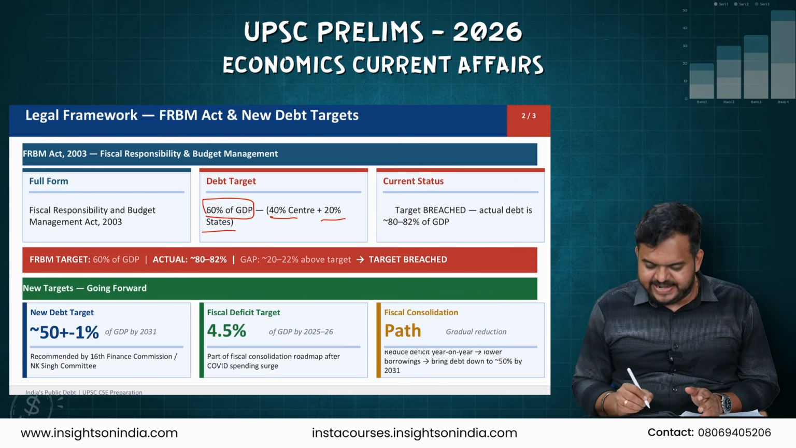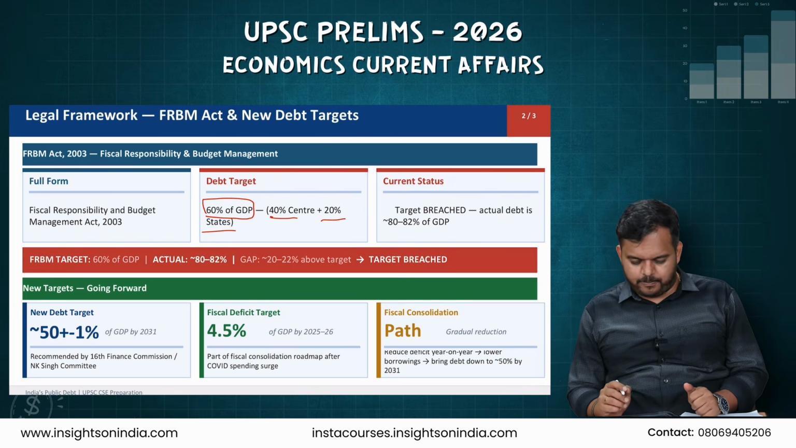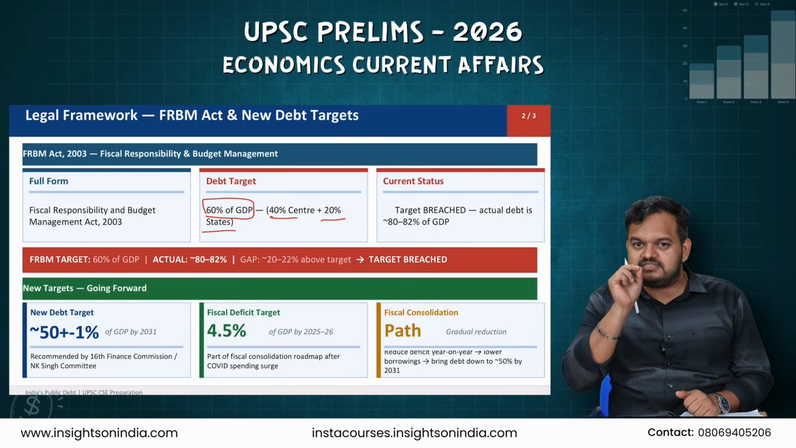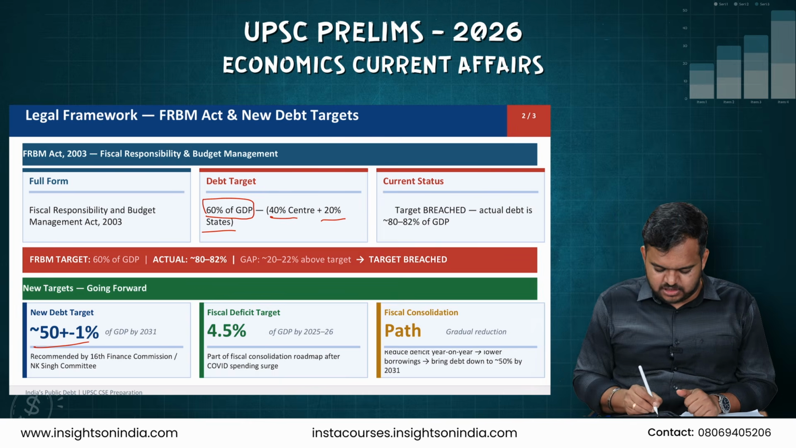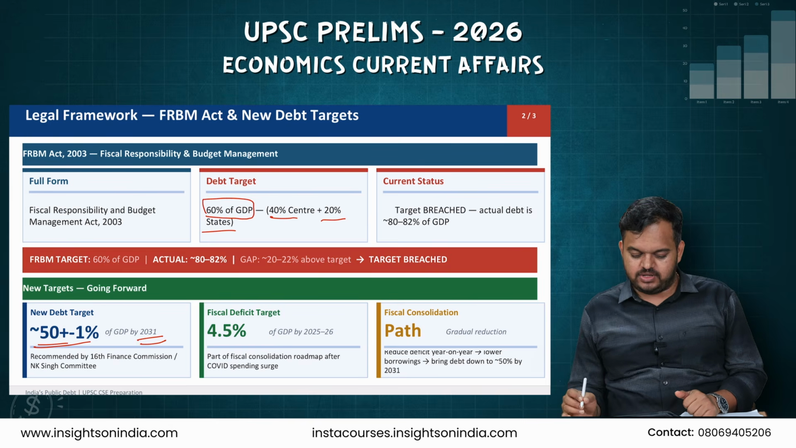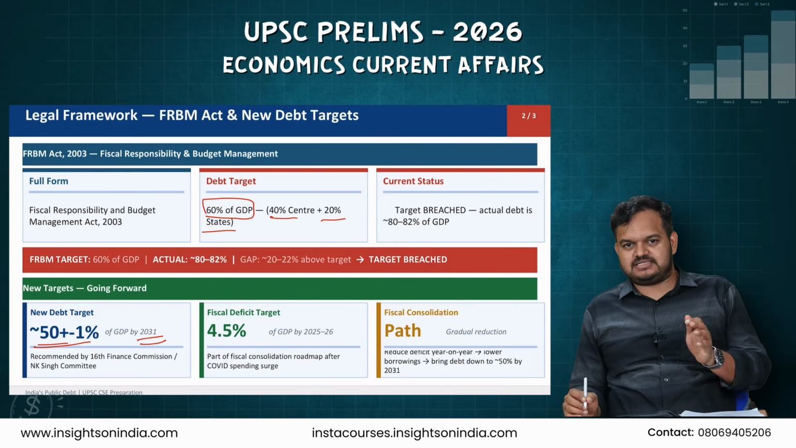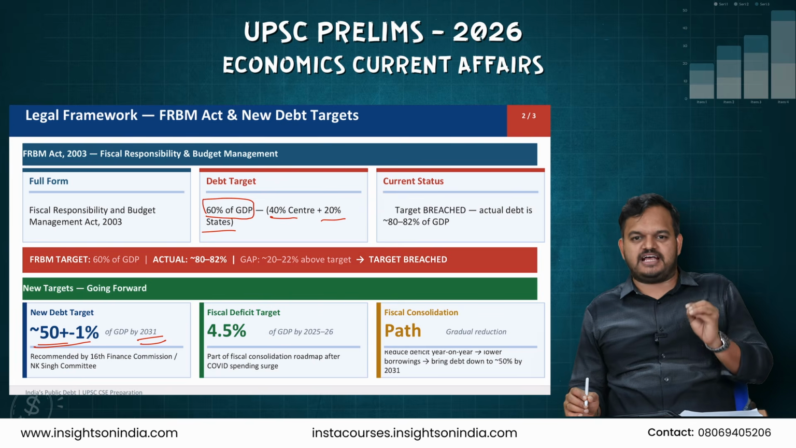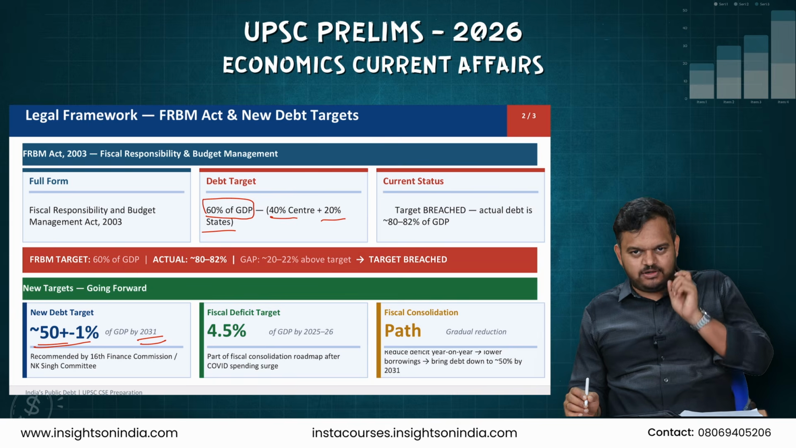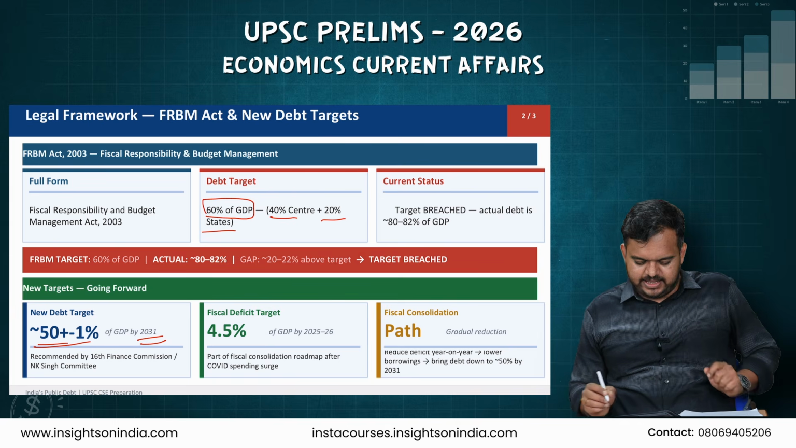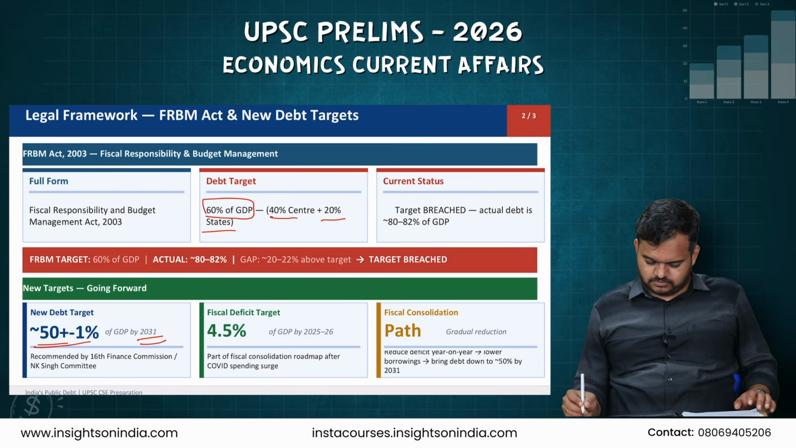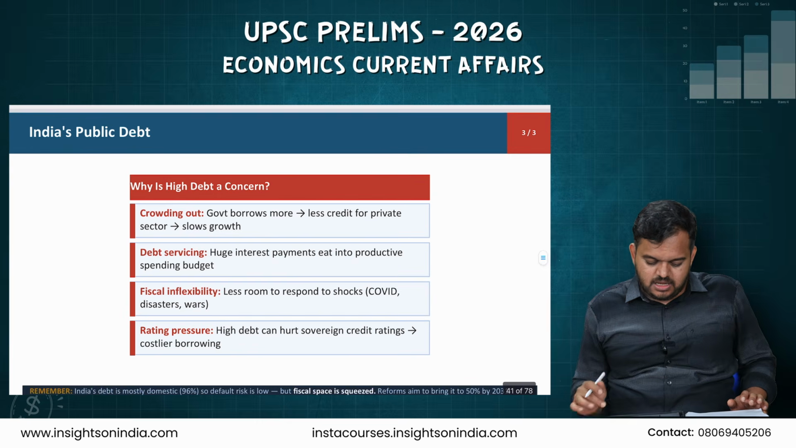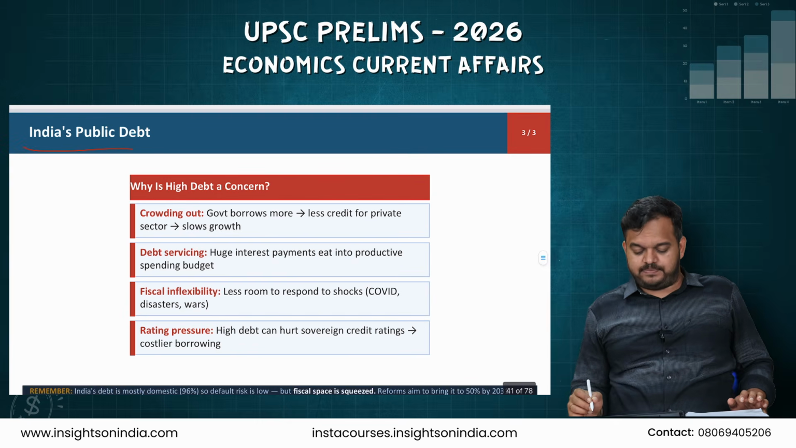But the 2026-27 budget proposes to reduce the public debt, I am talking about central government public debt, to 50 plus or minus 1% by 2031. Currently, central government debt is nearly 57%. Right. So the central government has put a target in the current budget to reduce the public debt to 50 plus or minus 1% by 2031. That can be a question. The fiscal deficit target and all we'll discuss later. Don't worry about that.